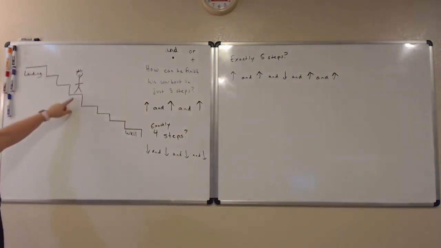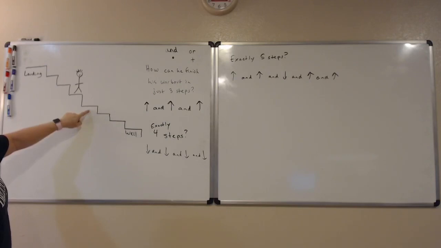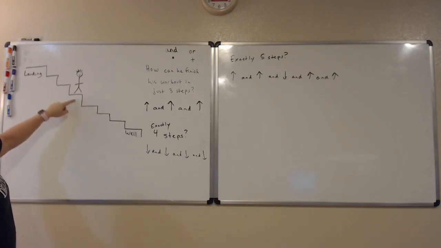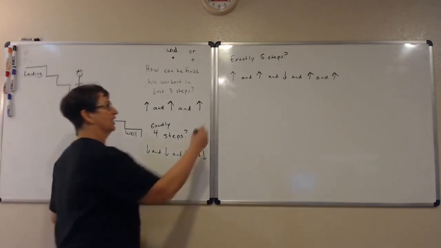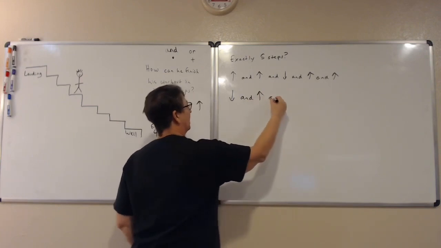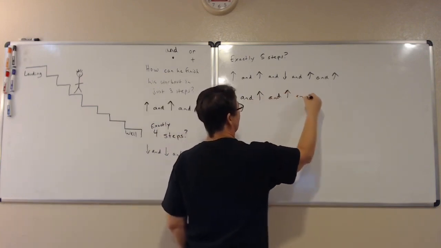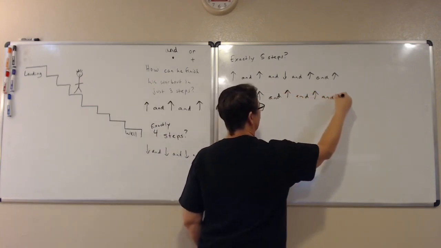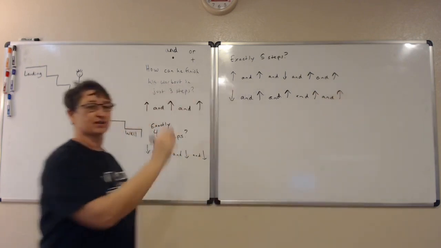Can he go down first? Let's see if he goes down first. So he goes down. 1, 2, 3, 4, 5. Oh, so he can go down first. That would work too, right? Down and up and up and up and up. Now I left out a conjunction there.